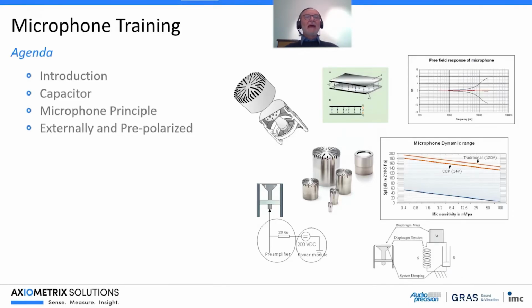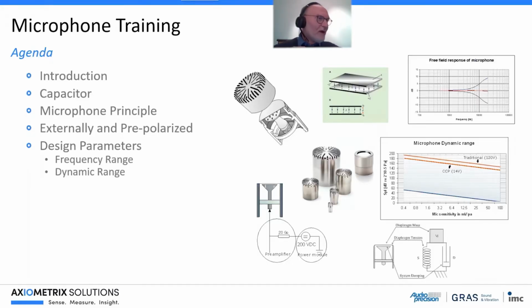We will look at two main different types of microphones: externally polarized and pre-polarized microphones. Then we will look at the design parameters for a microphone. We will look at the frequency response and the dynamic range, and see how these influence each other and what is possible to adjust a little for changing the sensitivity of the microphone or changing the frequency response for the microphone.